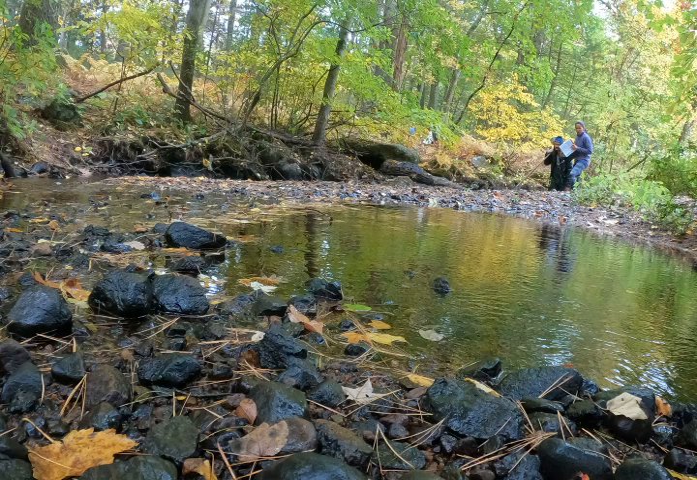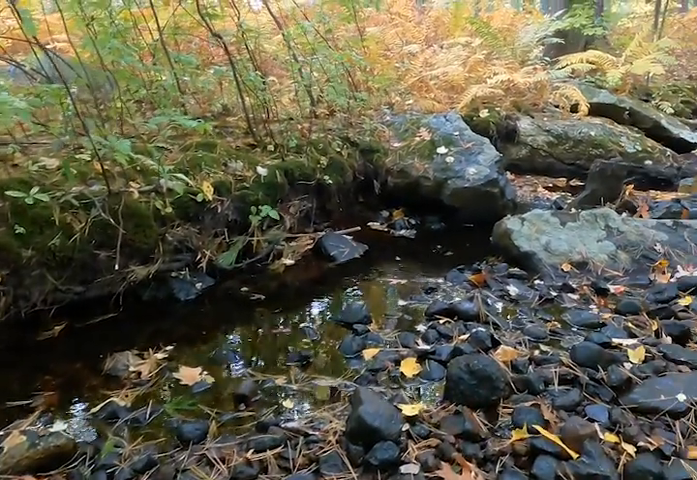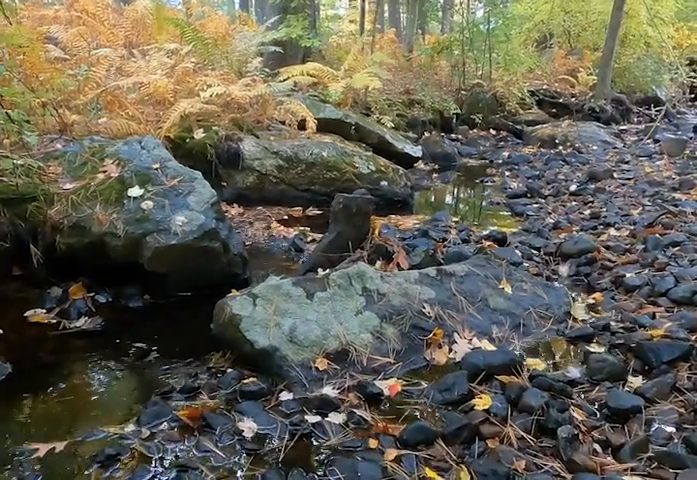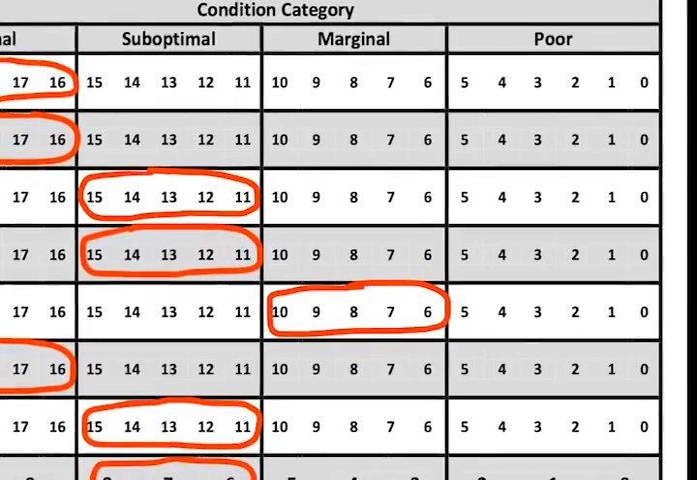The river is less healthy if there's less water in the channel, because if there's no water, the river can't support aquatic life. We have seen this channel much more filled with water. Here is the same stretch today versus a few months ago. We rated channel flow marginal.